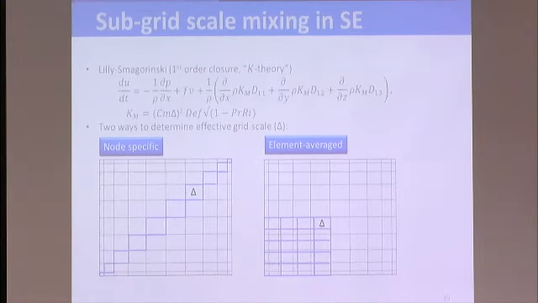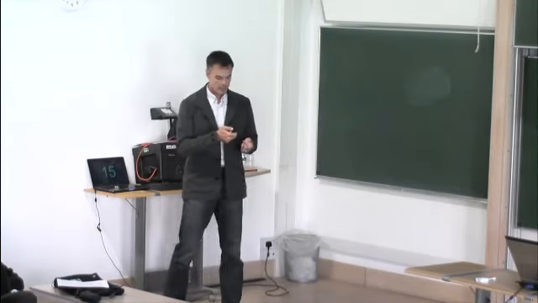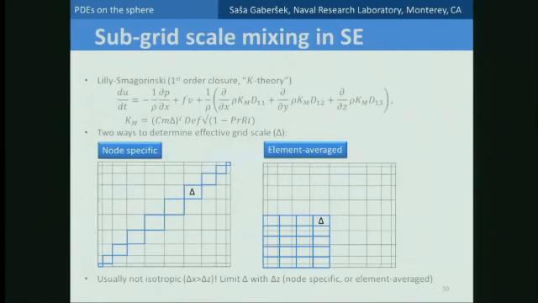And I will show you results, because we tested everything. The other thing is that the theory is based on isotropic 3D turbulence, but we really are just a layer of whatever. Usually the ratio between the horizontal and vertical resolution is 10 to 1. So if you imagine eddies mixing, they're really squished. So one thinks it would be prudent to limit them by the vertical spacing. So we could limit this effective grid scale by delta z, which could again be node specific or element average.